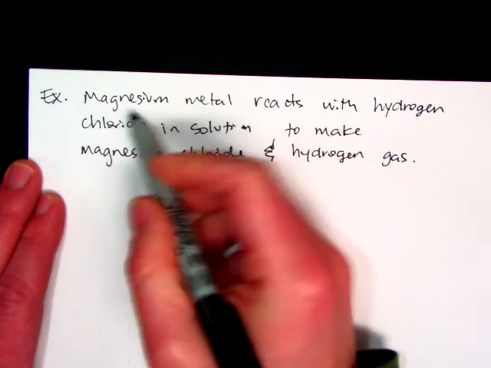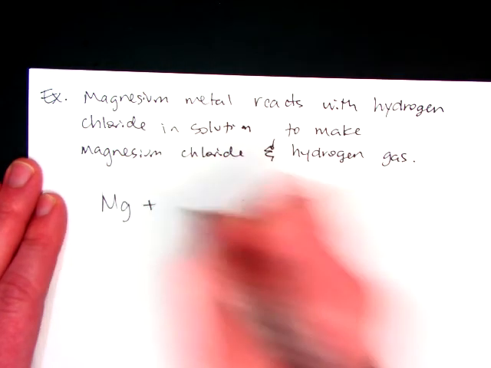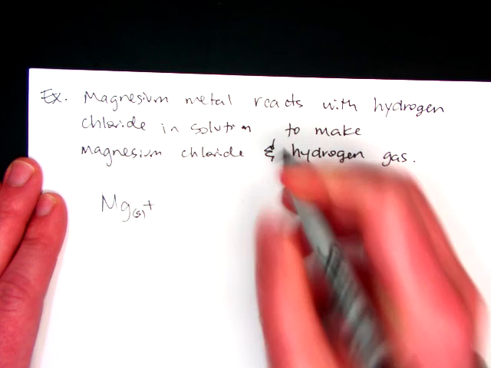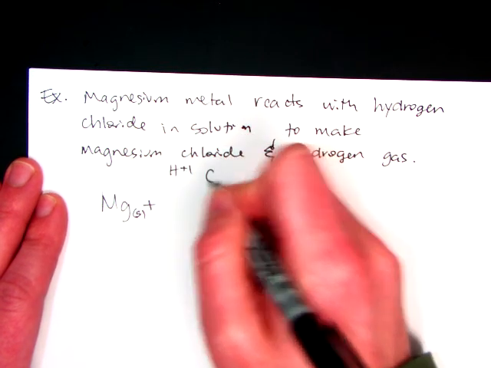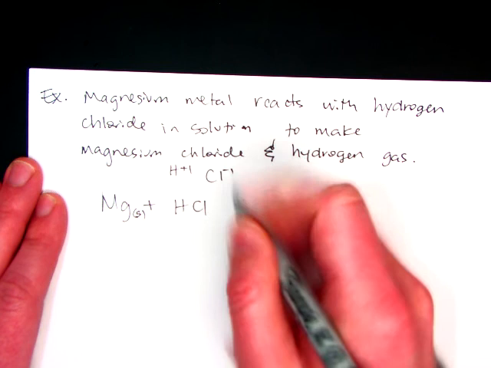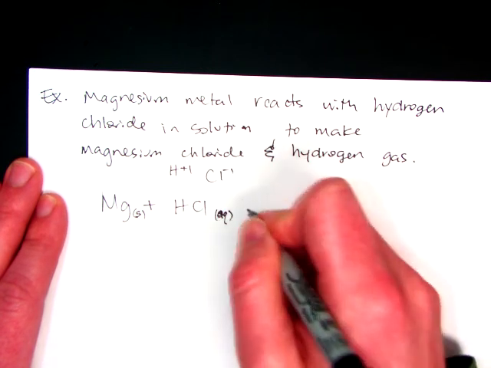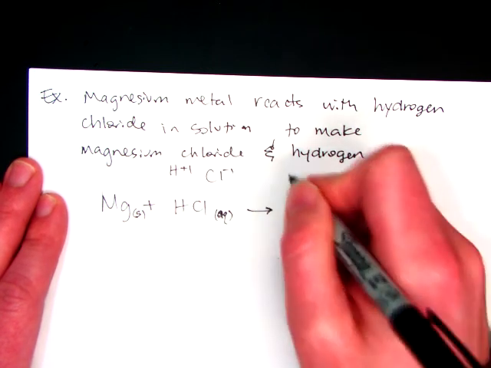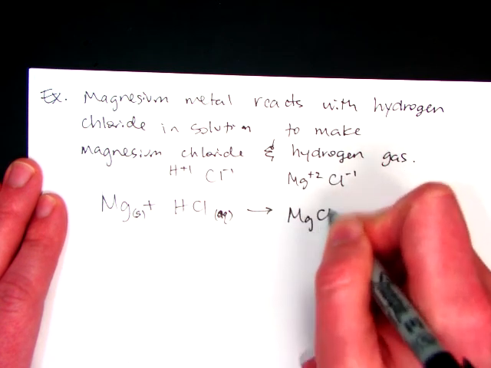So any element can be by itself as long as it's not a sneaky 7. So magnesium metal, just by itself, magnesium. And it's a metal, it's a solid. Reacts with hydrogen chloride in solution. Hydrogen is +1, chlorine is -1. So HCl, it's in solution, so it's (aq), aqueous. To make magnesium chloride, magnesium is +2 now, and chlorine is -1, so it's MgCl2.